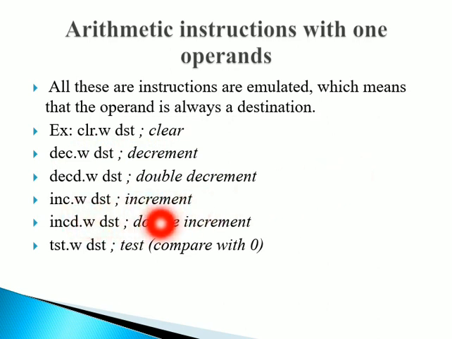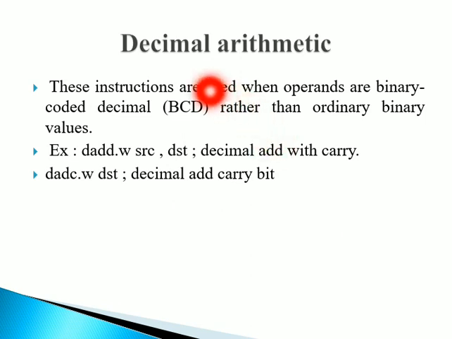inc.w destination means you increment your destination value. incd.w dst means double increment. tst.w destination means you test, that is, compare that particular value with 0. Next is decimal arithmetic. These instructions are used when your operands are BCD, binary coded decimal, instead of ordinary binary values. For example, dadd.w source, destination means decimal addition is taken along with the carry. And dadc.w dst means decimal addition is also taken with the carry bit.